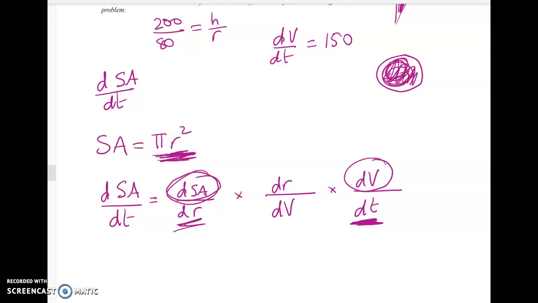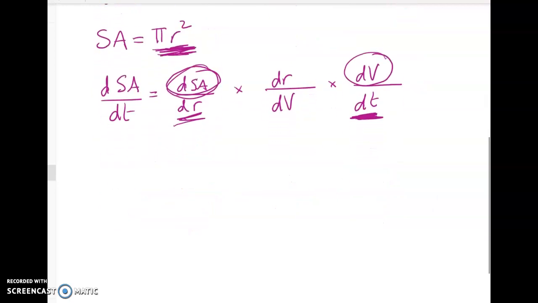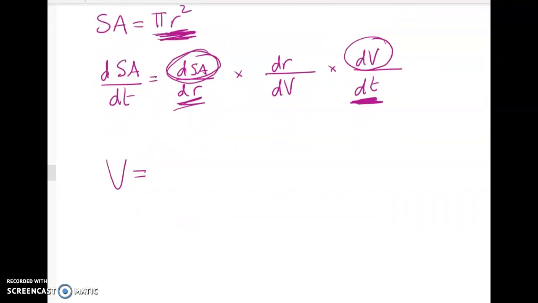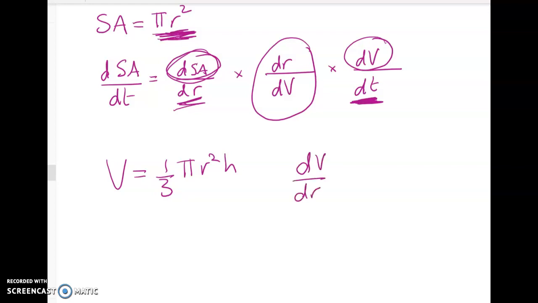So what do I have to do now? Well, I have to go back and find my volume expression, which is this, and see if I can get out of that dr by dV. Remember that dV by dr and dr by dV are just reciprocals of each other. So if we can find dV by dr, we're just about there.